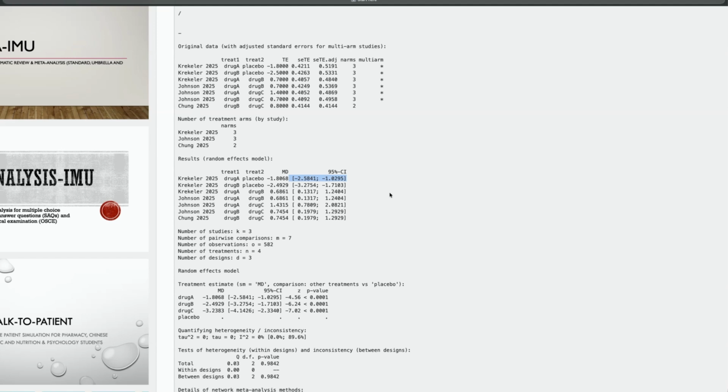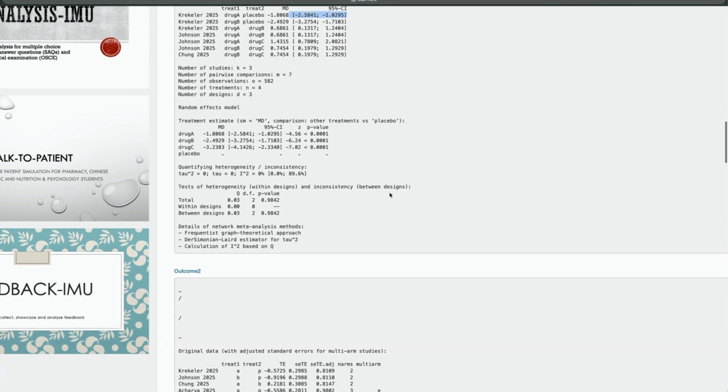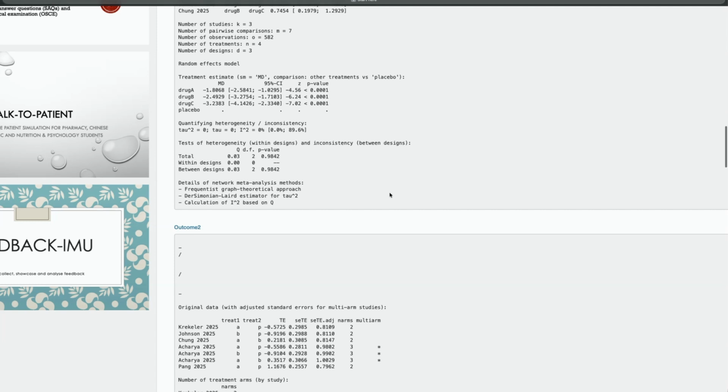Next, let's look at the heterogeneity statistics, which tell us how much the studies disagree with each other. I² is a percentage. It tells you what proportion of the total variation is due to real differences between studies, rather than random chance. An I² of 0% means no observed heterogeneity. Generally, an I² over 50% suggests substantial heterogeneity.